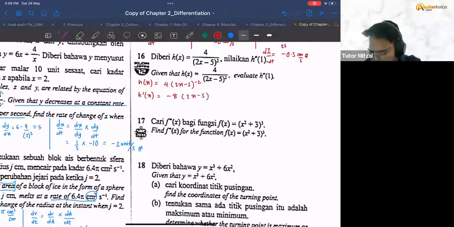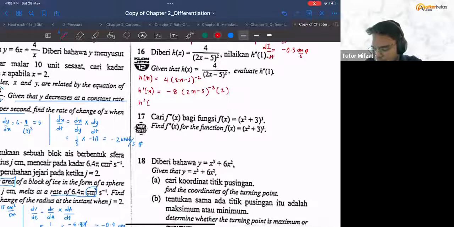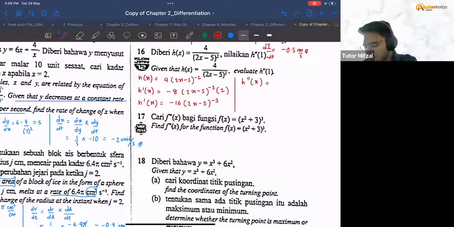2x minus 5, negative 2 minus 1 is negative 3. And don't forget to differentiate the 2x minus 5. So differentiating 2x minus 5, you should get 2. Then you simplify, you should get negative 16 over 2x minus 5 to the power of negative 3.